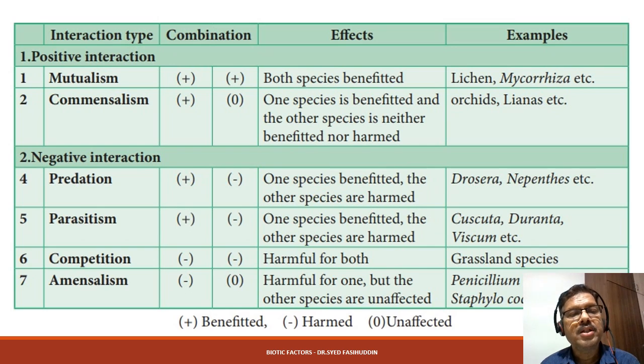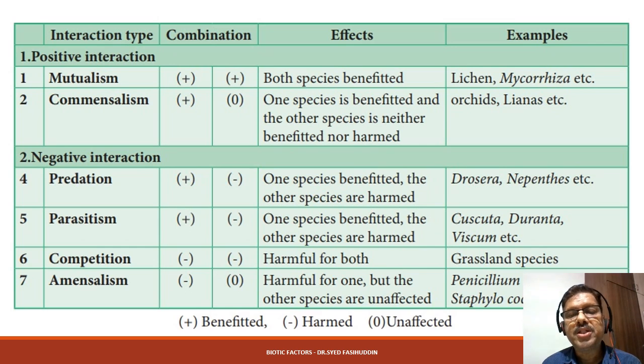Under the first, that is the positive interactions, mutualism is a plus-plus interaction, where both the species are benefited. Lichen and mycorrhiza are the examples. In commensalism, one species is benefited and the other species is neither benefited nor harmed. So here it is a plus and 0 interaction. Examples are orchids, lianas.